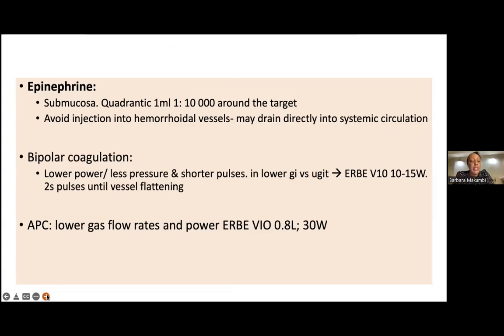Just to highlight that epinephrine, you inject submucosally, 1 ml at 1 in 10,000 around the target lesion, and avoid, in your portal hypertension patients, injecting into hemorrhoidal, well, obviously your varices, and other patients with hemorrhoidal vessels. Don't inject into those. You may drain into the systemic circulation. I think that's obvious. And then I just highlighted the settings that are used in the colon. It's important to note that you have lower settings used in the upper and lower GI.